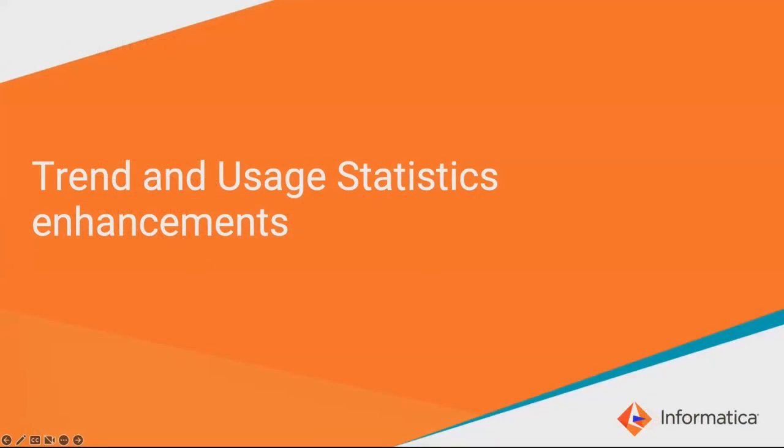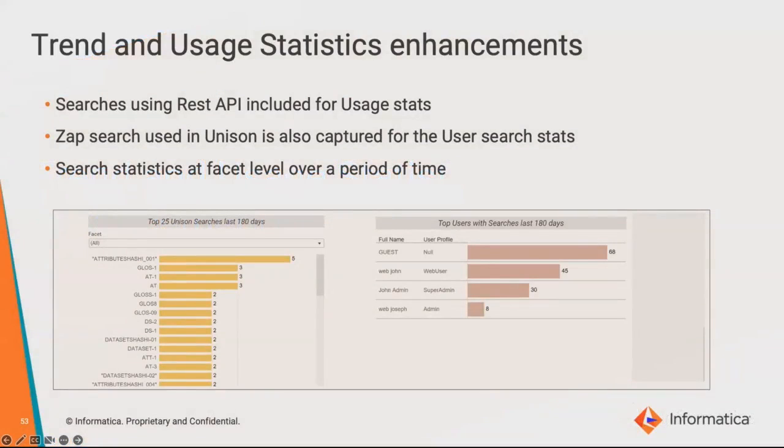In addition to the trend and usage statistics which we introduced in 7.3, in 7.3.0.1 we increased its scope to even include the searches done by REST API, because there are many customers who use the query APIs to retrieve information from the application. It was not captured initially. So now the searches done by REST API are also part of the stats.